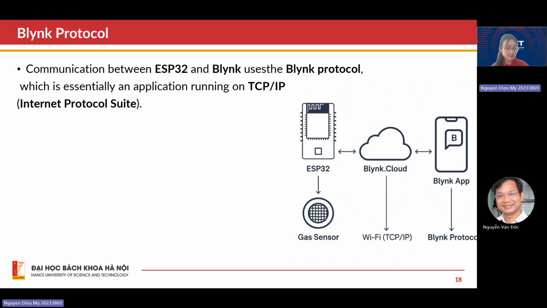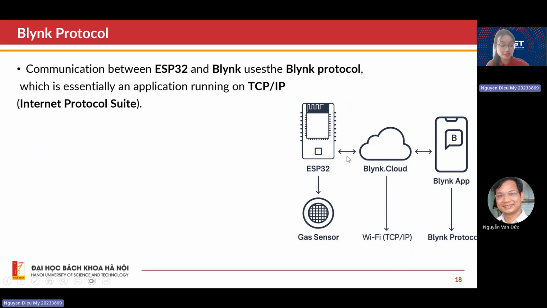And in this slide, I will show you how the Blink protocol works. First, the ESP32 connects to the router via Wi-Fi and gets a local IP address. Then a TCP/IP connection to the Blink Cloud is made, connecting to the Blink Cloud using cross AT. After that, it will send data via TCP.